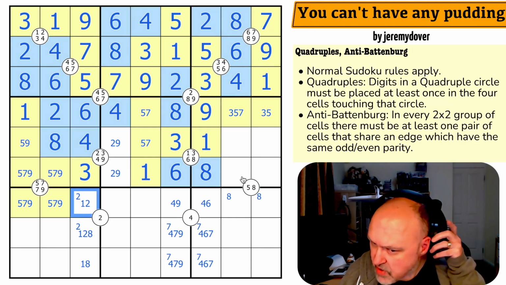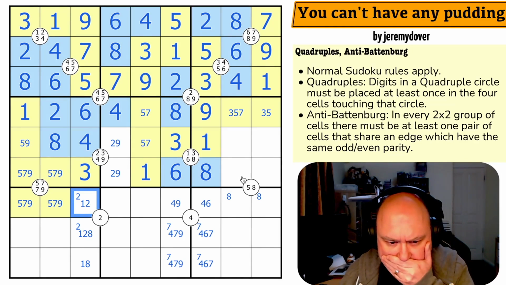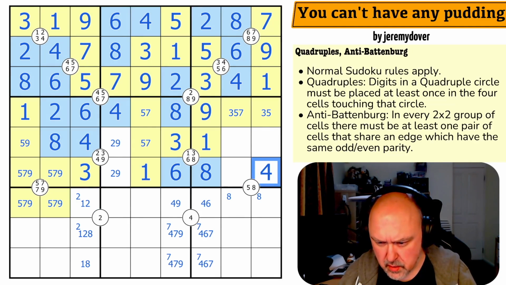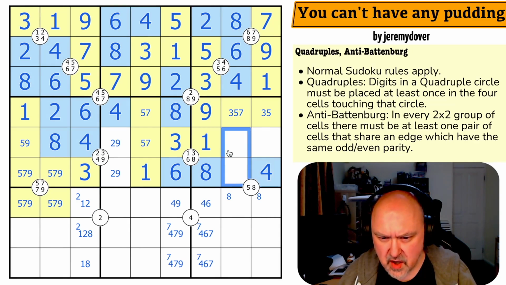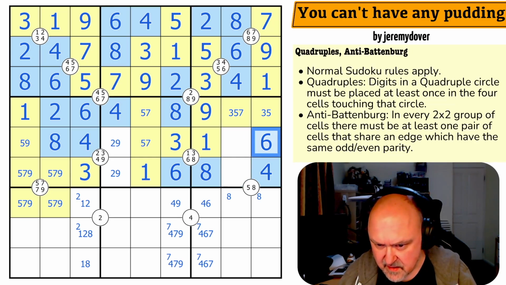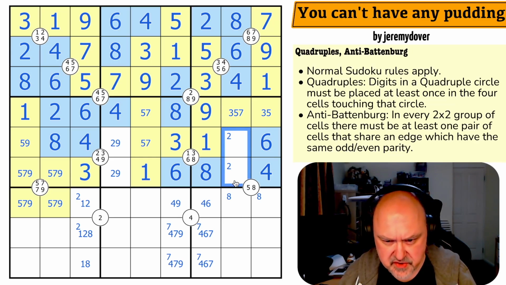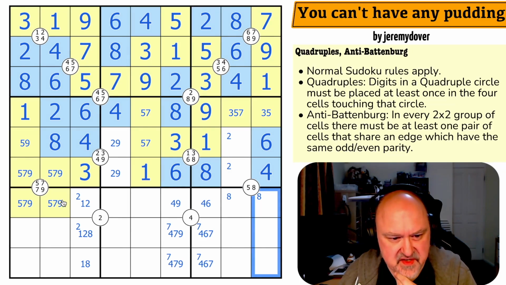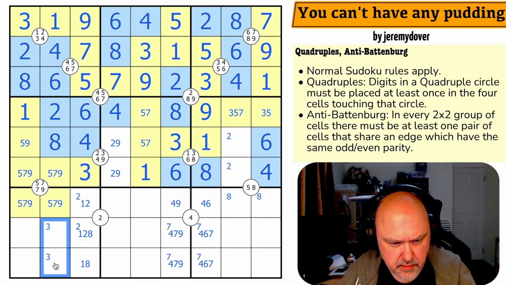This is strange. There's a 4 in one of those two as well, but it's not there. That's a 4. I have to put a 2 and a 6 in here. So there's a 6 right there. And there's a 2 in one of those two. Which means there's a 2 down here. I get the feeling the bottom of this grid is going to be tricky. There's a 3 in one of those two.